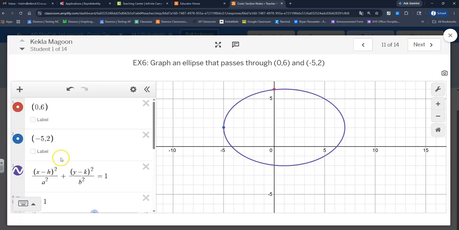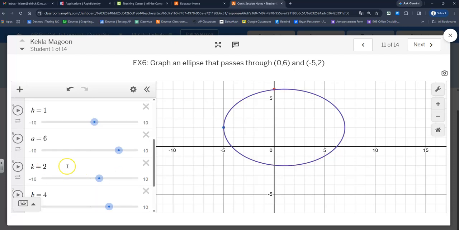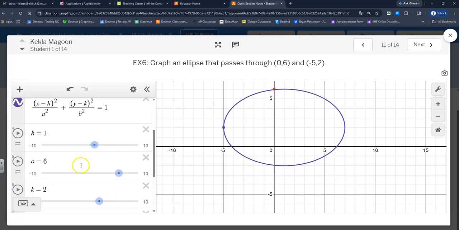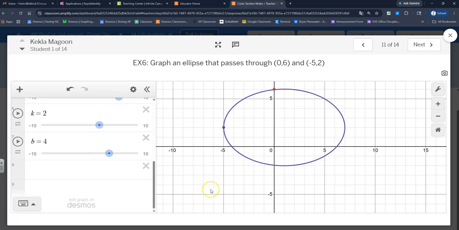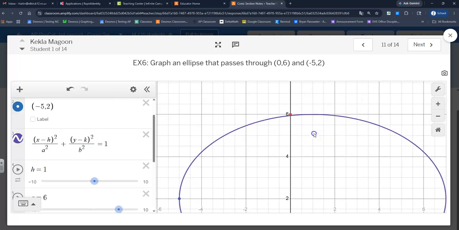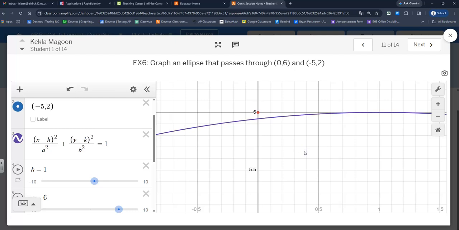This person used sliders for everything, right? So their H is 1, their K is 2, their A is 6, their B is 4. There. And it does look like that. I don't know. If we zoom in, it may not. Actually, I think this one's a little off. If you zoom in a lot, that one's off just a little bit.